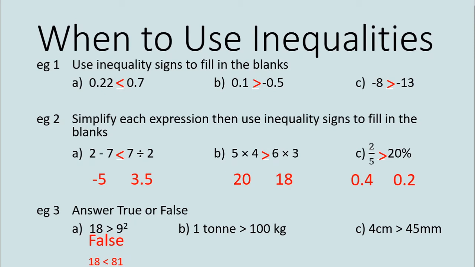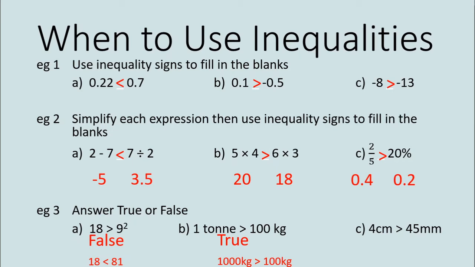Next, we've got 1 ton compared with 100 kilograms. Is 1 ton greater than 100 kilograms? Yes, it is. 1 ton is 1,000 kilograms, and 1,000 kilograms is obviously bigger than 100 kilograms.